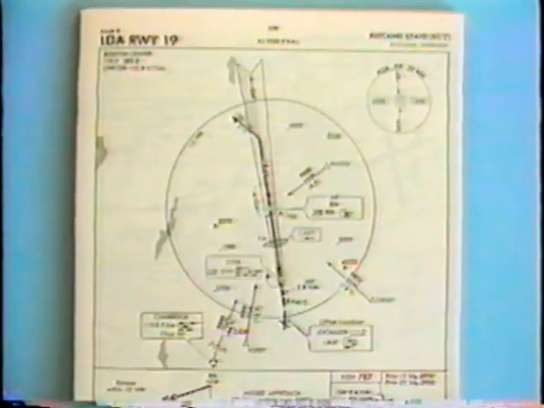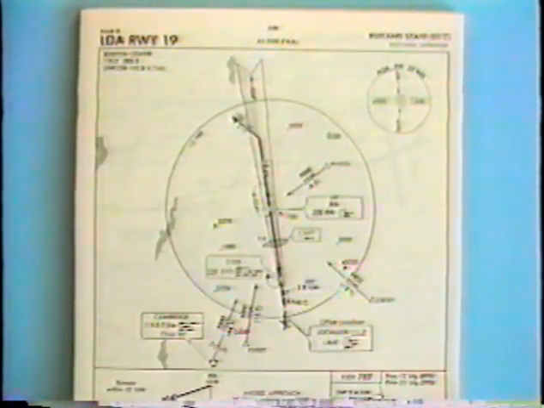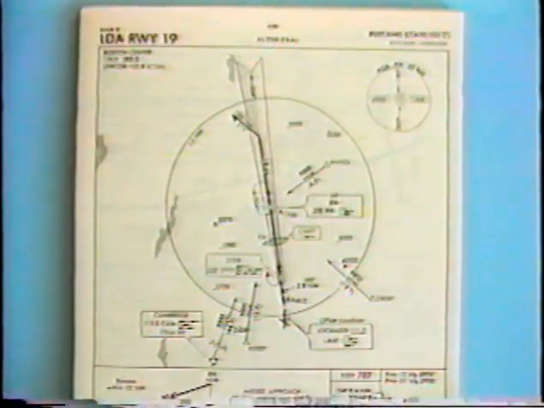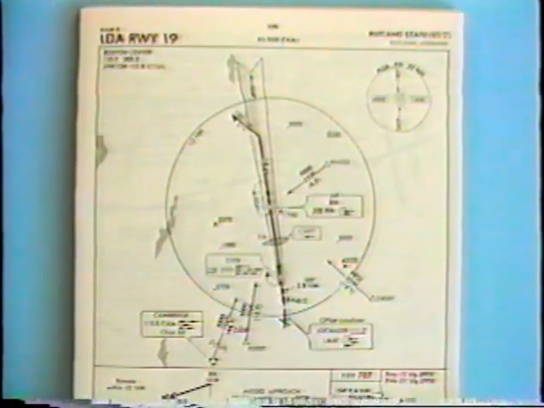A localizer type directional aid, or LDA, is a localizer that is not aligned with a runway. It provides the same accuracy but does not bring the aircraft down the extended center line of the runway as does a localizer. There may be straight-in minimums authorized if the LDA is aligned within 30 degrees of the runway.